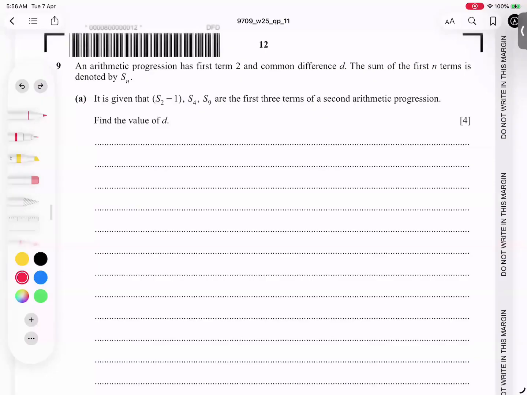Question number 9, students: we have an arithmetic progression with first term 2. So the first term is 2, and the common difference is d. The sum of the first n terms is represented as Sn. Given that S2, S4, S9 are the first 3 terms of a second arithmetic progression.